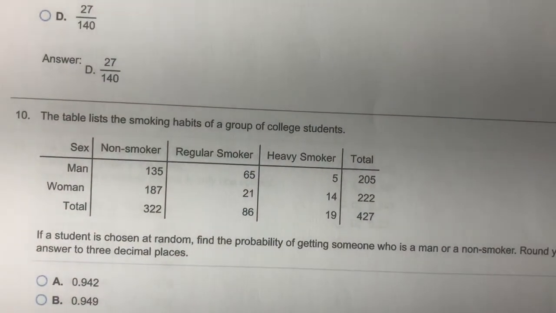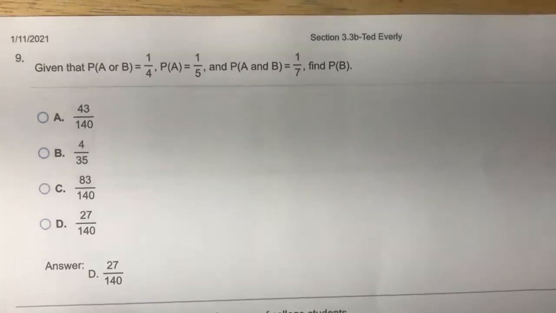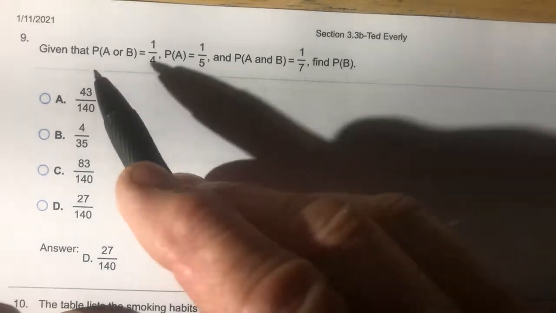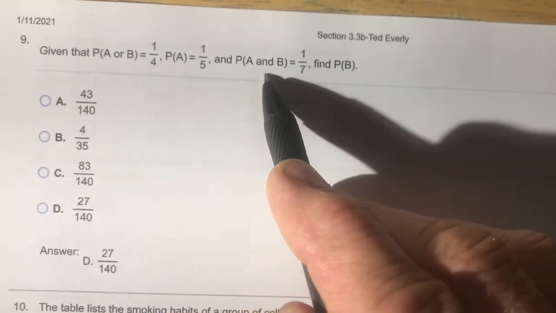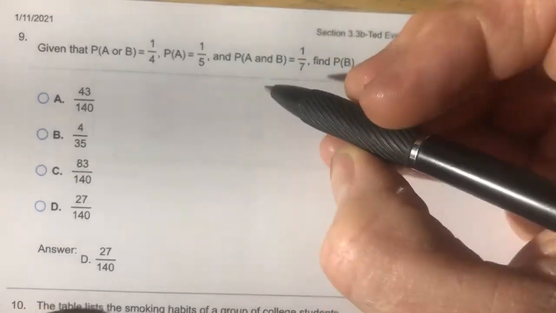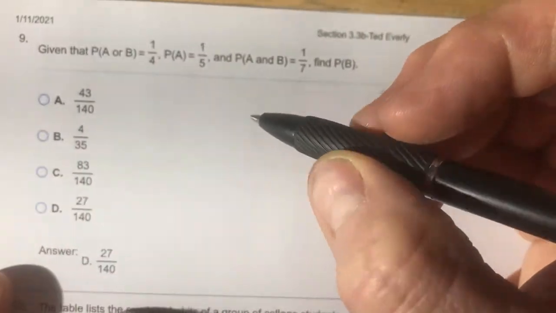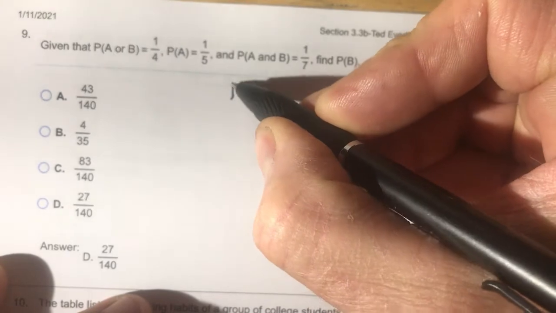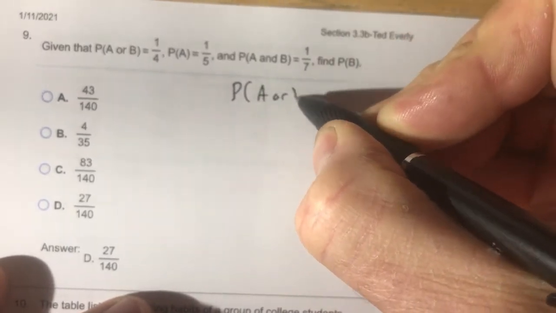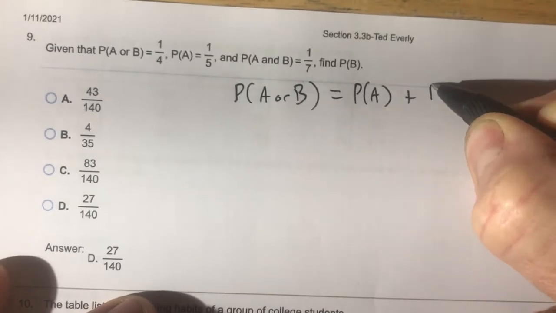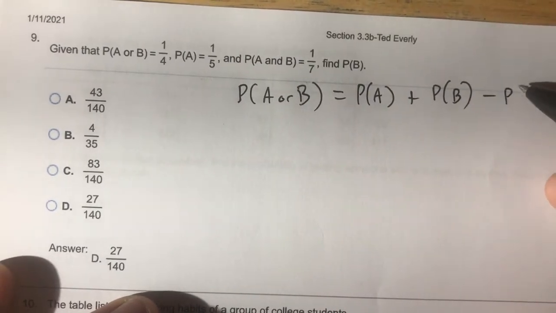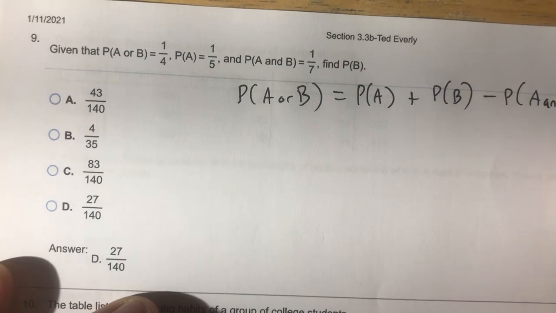So it's not really that difficult. Number 9, given the probability of A or B is this, the probability of A is this, the probability of A and B is this, find the probability of B. Now this is a little bit different here. This is like some algebra now. So let's write it out here. Probability of A or B equals probability of A plus the probability of B minus the probability of A and B.